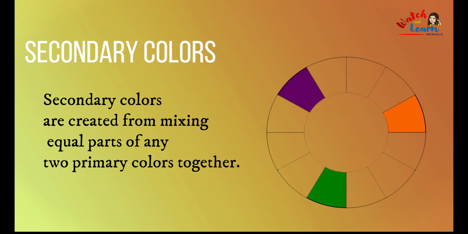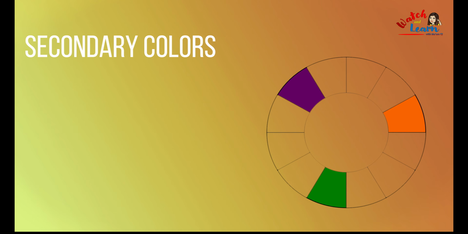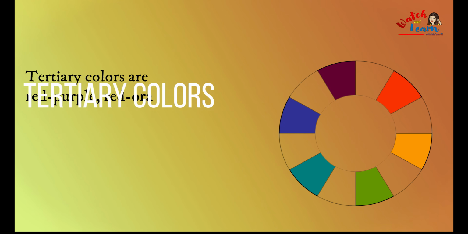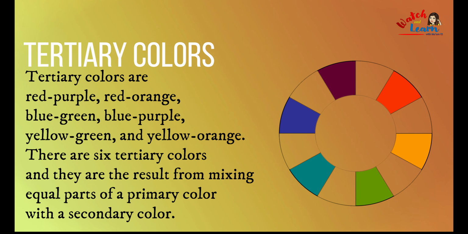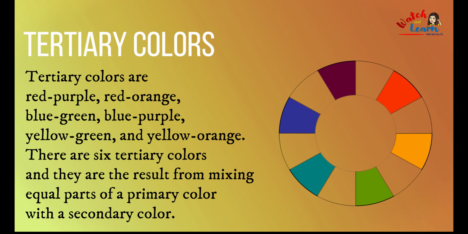Secondary colors are created from mixing equal parts of any 2 primary colors together. Red plus yellow equals orange. Yellow plus blue equals green. Blue plus red equals violet, purple. Tertiary colors are red-purple, red-orange, blue-green, blue-purple, yellow-green, and yellow-orange. There are 6 tertiary colors and they are the result from mixing equal parts of a primary color with a secondary color.